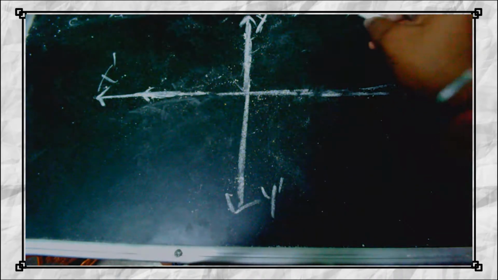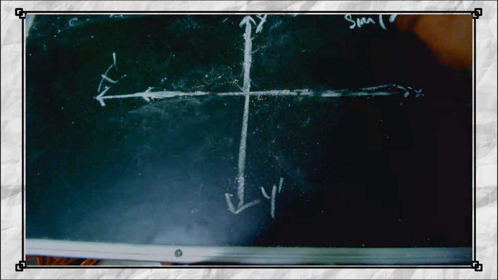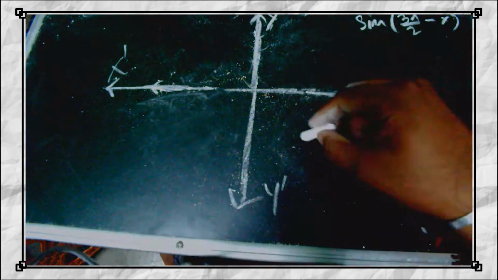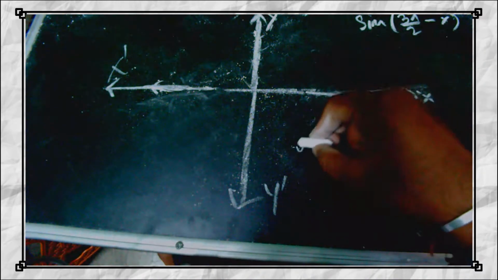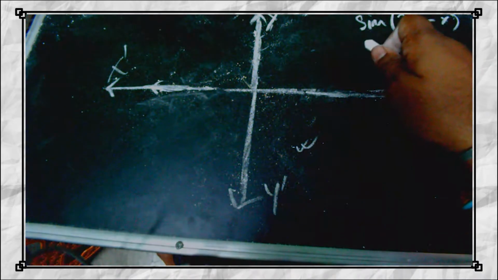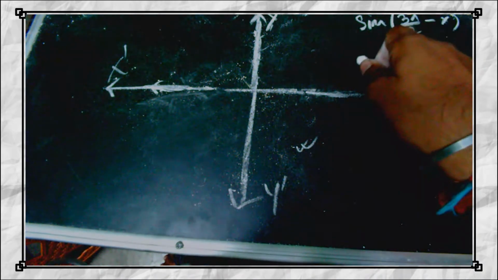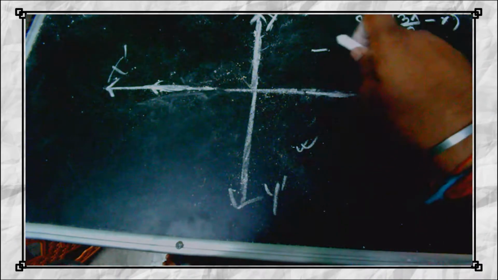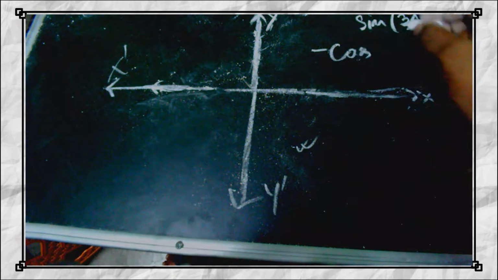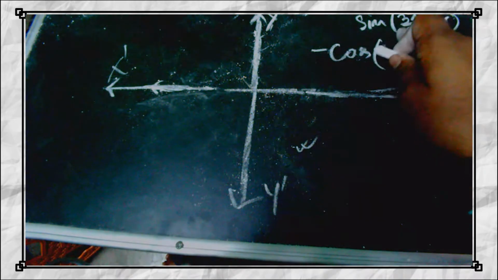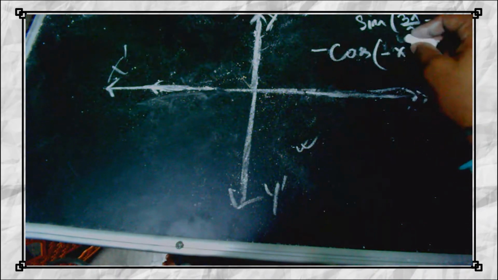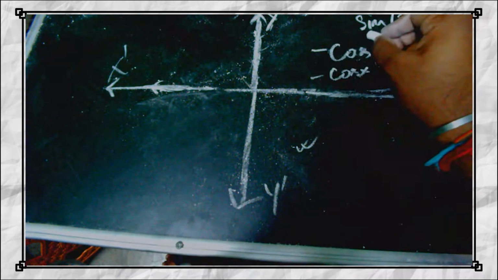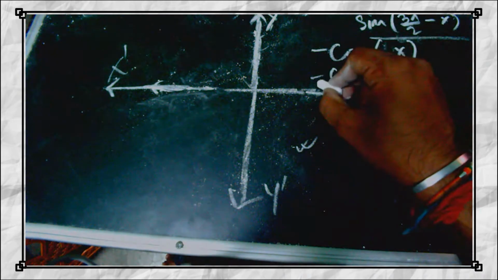Now we will calculate the value of sine of 3 pi by 2 minus x. So 3 pi by 2 is here and minus x is somewhere in the third quadrant where sine is negative, and as it is an odd multiple of pi by 2, the ratio will be changed. The sign will be minus at first and the ratio will be changed to cos. So for 3 pi by 2 minus x, the value will be minus x here, so cos of minus x is cos x, and with the minus, the value of sine of 3 pi by 2 minus x is minus cos x.